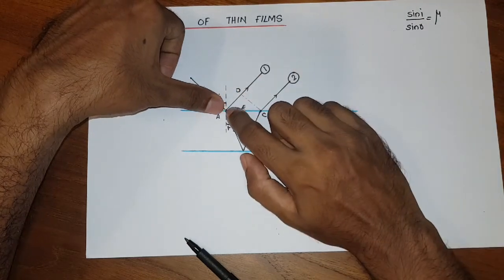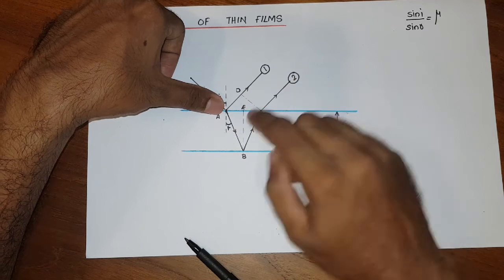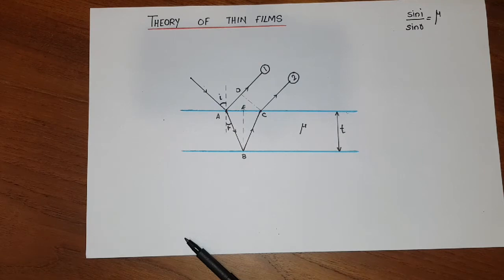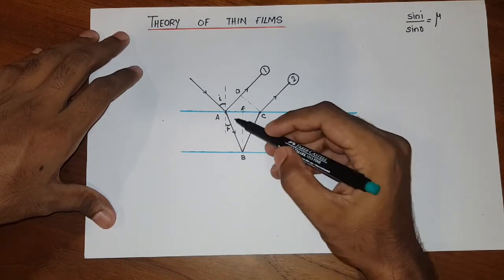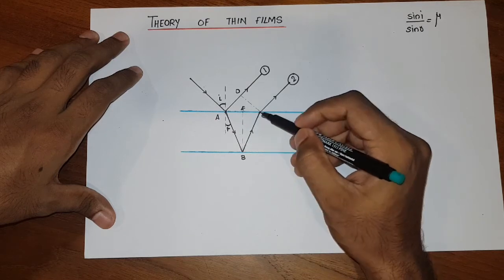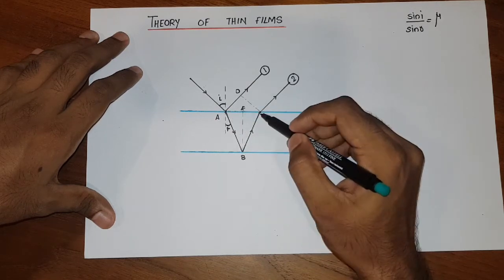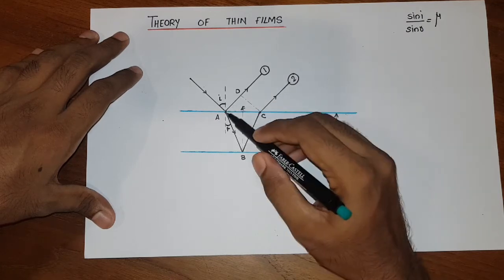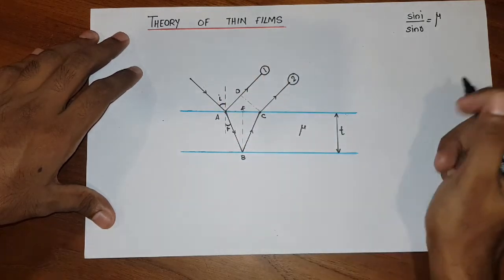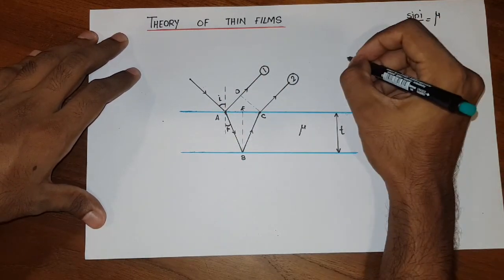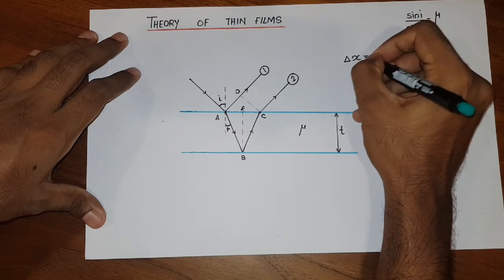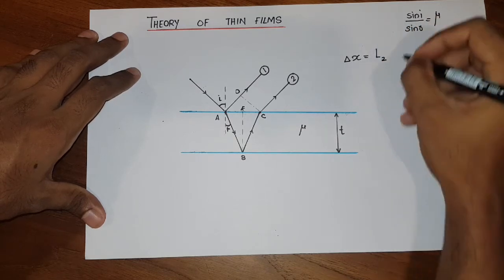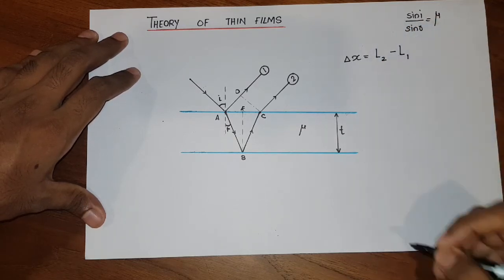So what is the path of the first wave? From A to D. And what is the path of the second wave? A to B and B to C. I hope it is clear. So when finding out the path difference, you have to subtract AD from ABC. ABC is the longer path of the second ray and AD is the path followed by the first wave. So you can simply write the equation like the path difference delta X can be given as, so first I will just write the length traveled by the second wave minus the length traveled by the first wave.